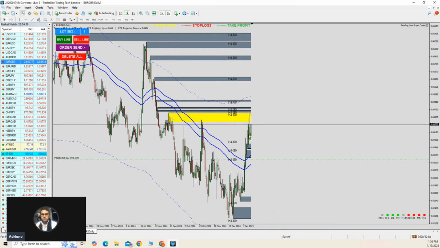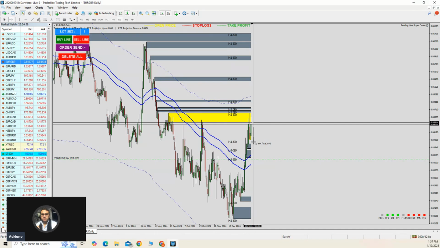Euro GBP, as you can see, the market went up, came inside of this zone. We have one touch, and this was the second touch. So the market dropped, came back, got inside of the zone, and dropped. If you place a trade here, your risk will be 22 pips. Put like 2 to 1. Stop loss 22, take profit 44.